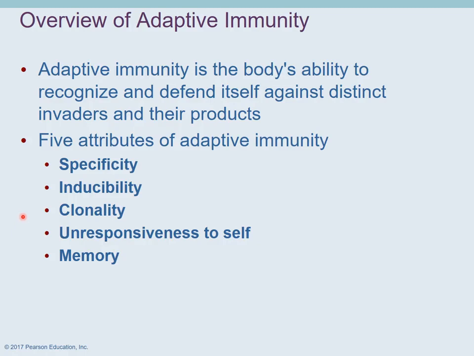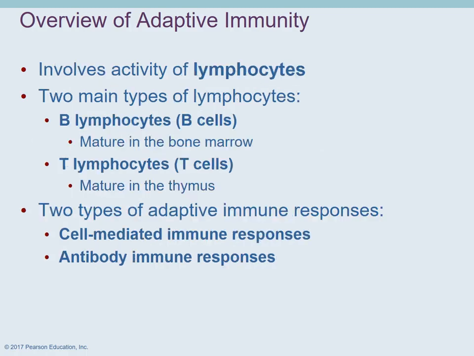It will make clones of memory cells, and it is able to recognize these invading cells as not part of you. This is going to involve the lymphocytes. If you remember, this is one of the subgroups. There were 5 subgroups of leukocytes. So the lymphocytes are those.